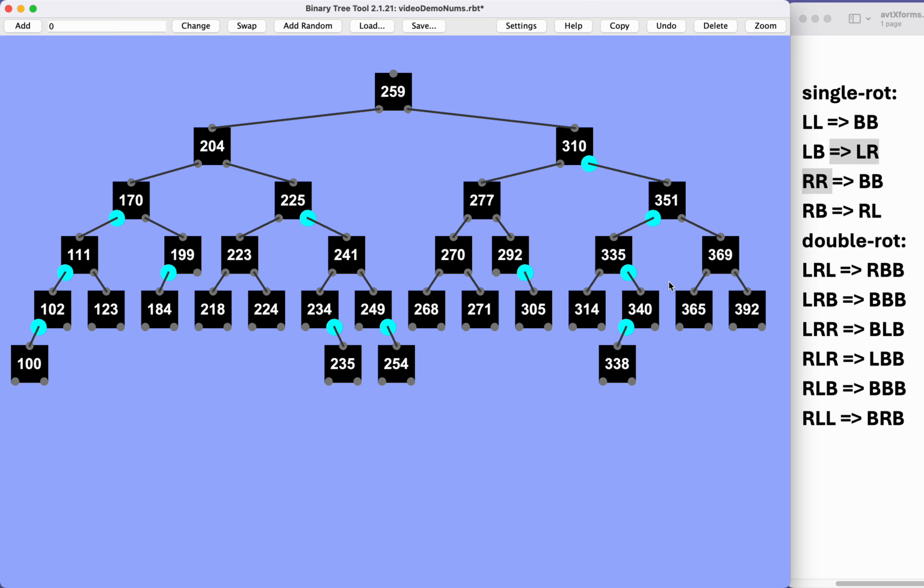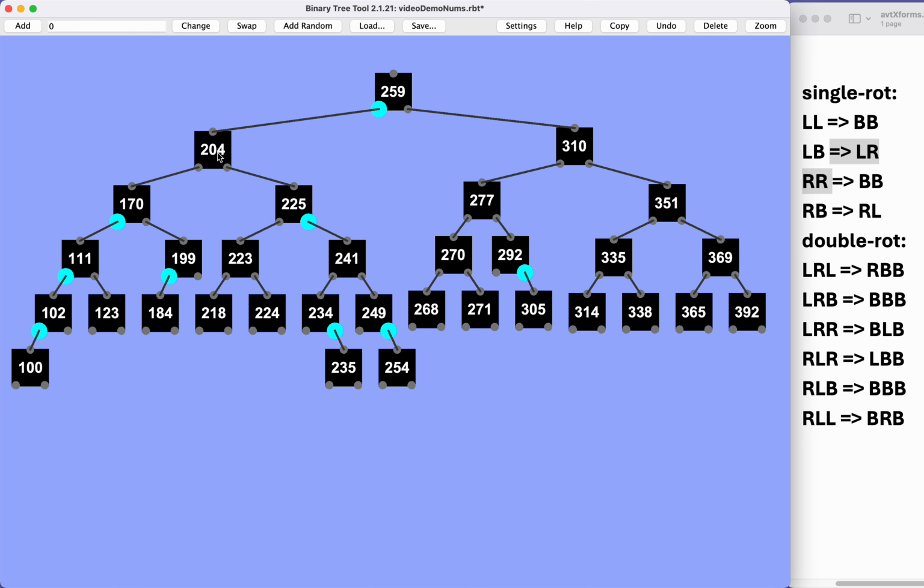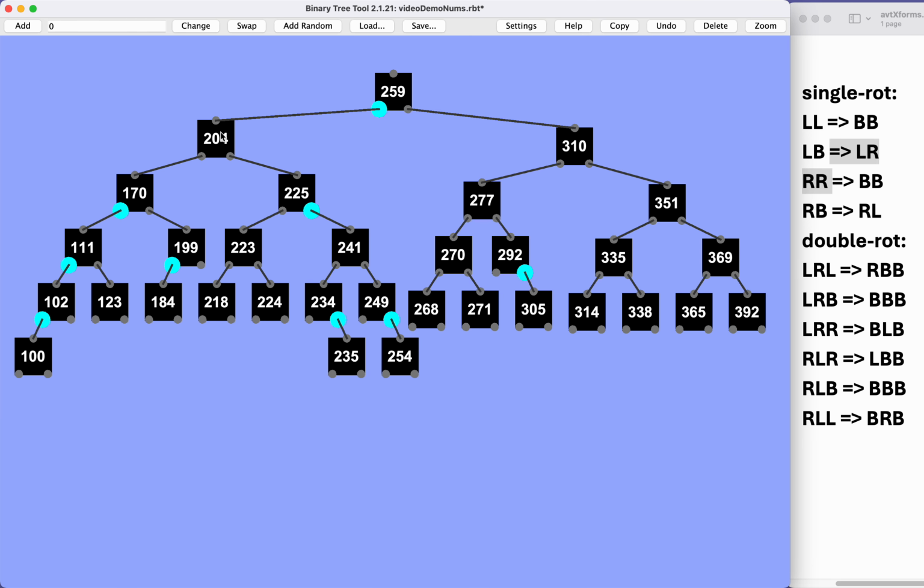Okay, let's delete the 340. 340 is deleted. This guy sees that his right child has shrunk, therefore adjust this, but that means this guy has shrunk, so I adjust that. But that means this guy has shrunk, so I adjust that. And that means this guy has shrunk, so I adjust that. Okay? And we can see that this subtree is higher than that subtree, so that ends up being correct.